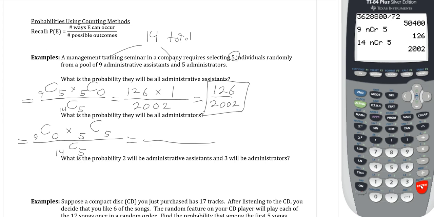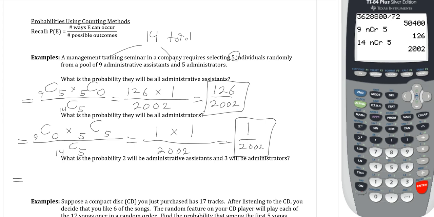If I solve these, 9 choose 0 will give you 1, just like 5 choose 0 gave you 1. And also, 5 choose 5 will also give you 1. If you do 5 choose 5 in your calculator, you will get an answer of 1. The reason is, the only way of selecting 5 people out of 5 is one way. You can only select all of them. And on the bottom, we get 2002 again, which is what we solved before. So this will give us a fraction of 1 out of 2002.